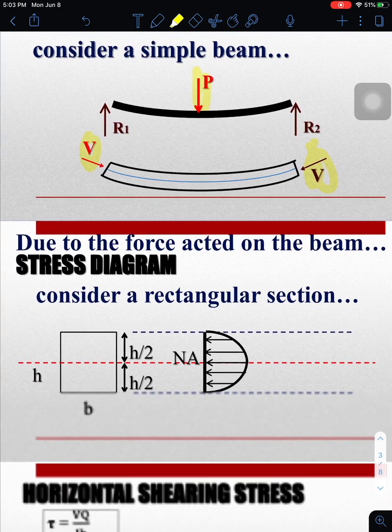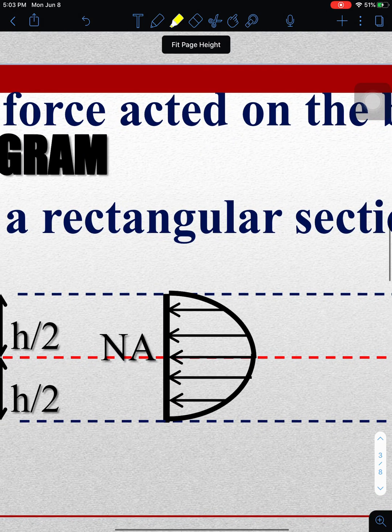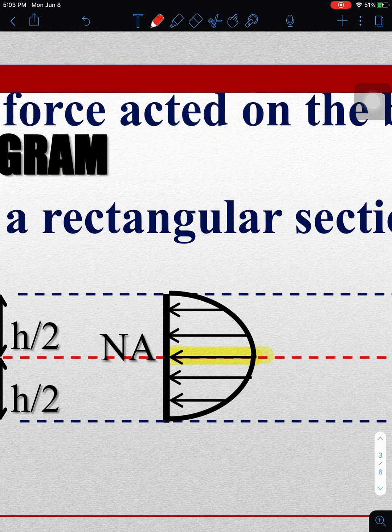And if we consider the stress diagram of a rectangular section, as you observe here, the neutral axis experiences the greatest amount of stress. So we have to always remember that the maximum shearing stress occurs at the neutral axis. It's different from flexure, where the maximum flexural stress is on the outermost fiber, and the zero stress is at the neutral axis.